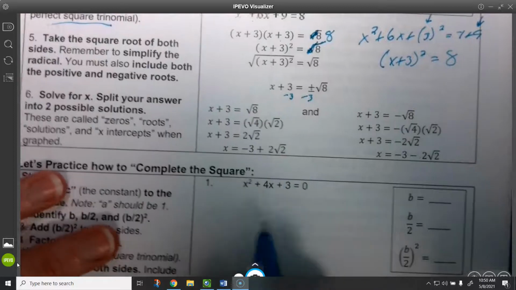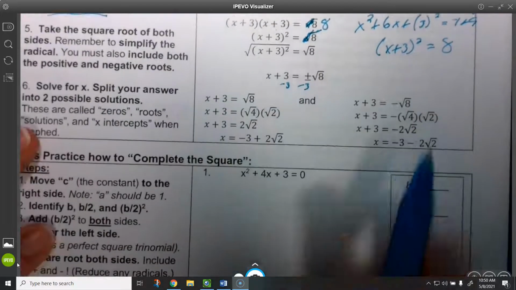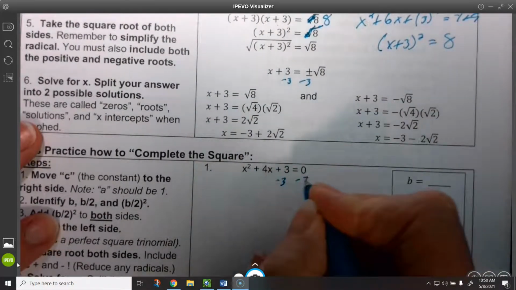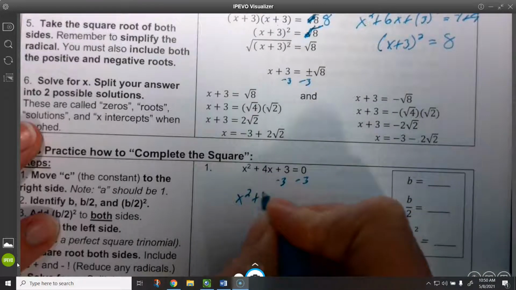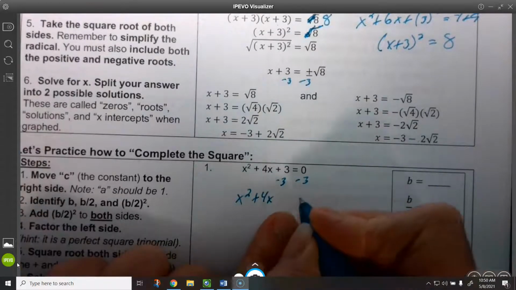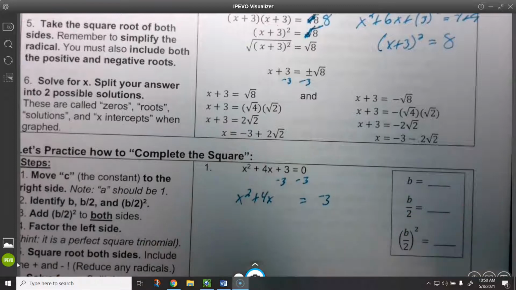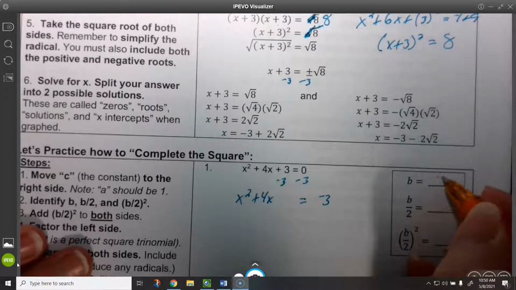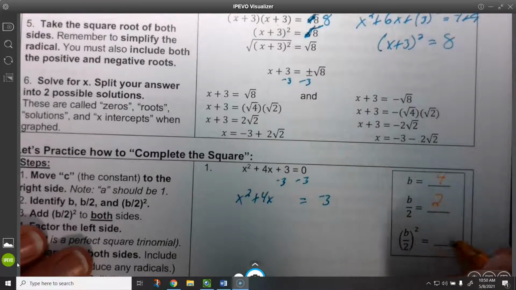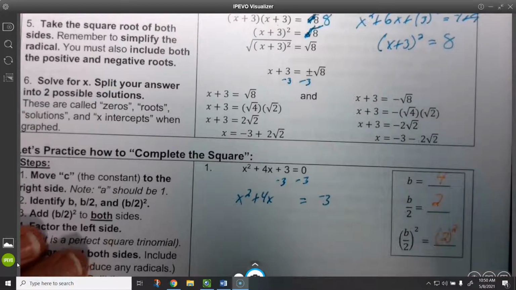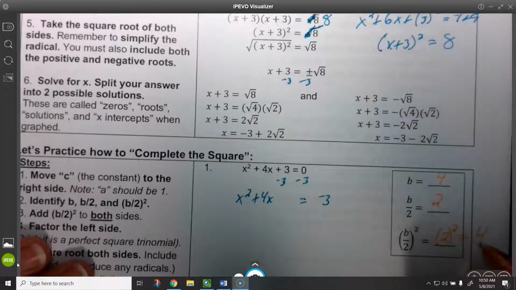So here we go. Let's do it ourselves. So first, move c to the other side. So I'm going to subtract 3. So I get x squared plus 4x, and I'm going to leave a space, is equal to negative 3. Because the way I do it is I stick it in right there. Now the next thing we're going to do is we're going to state what b is. B is 4. Okay, so half of b is 2. And then if I take that and square it, that'd be 2 squared. Okay, so that would be 4.